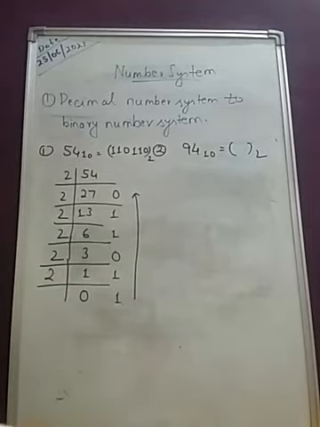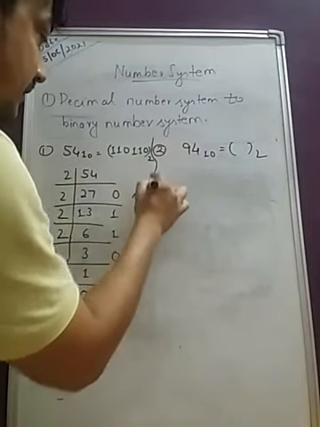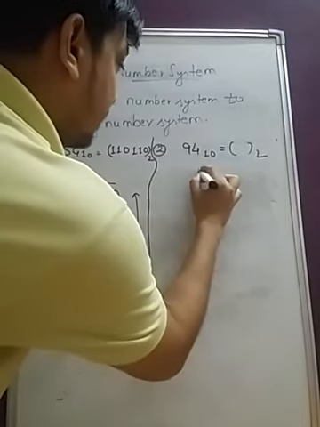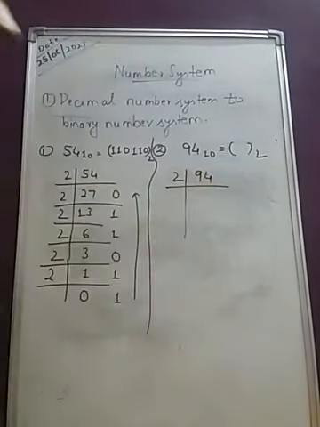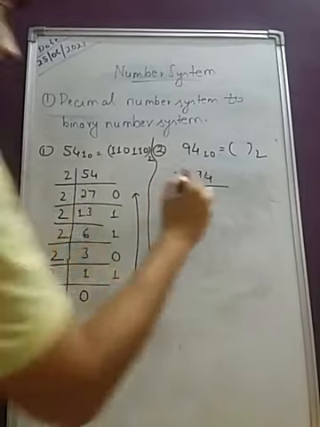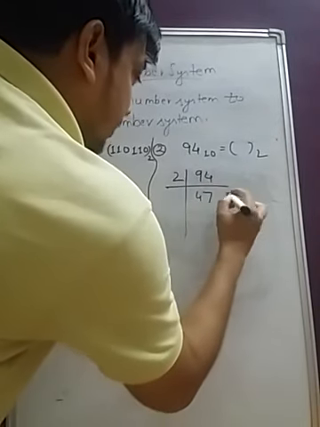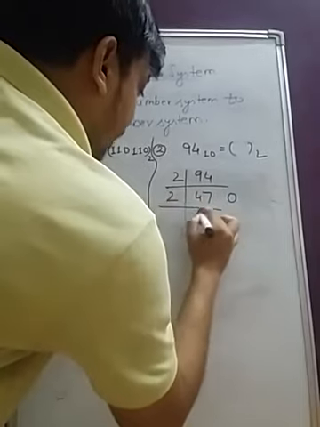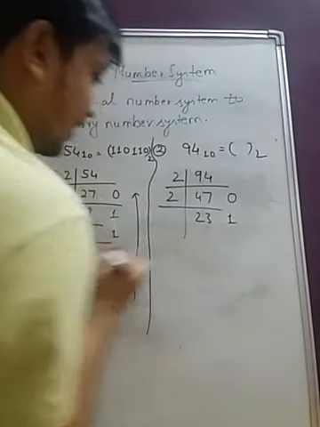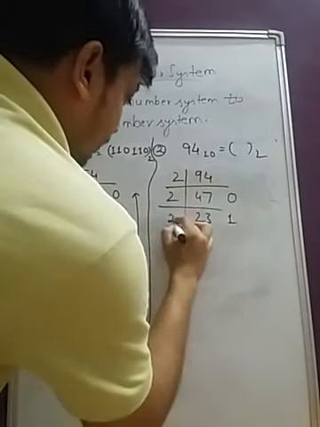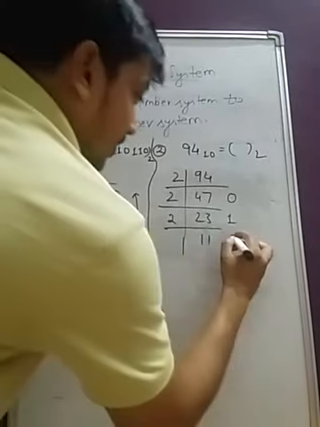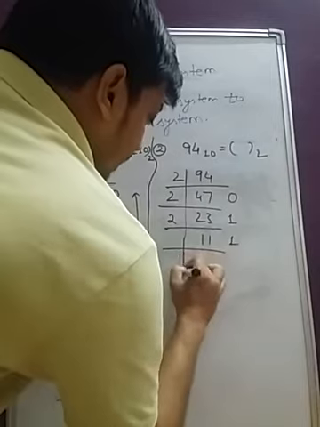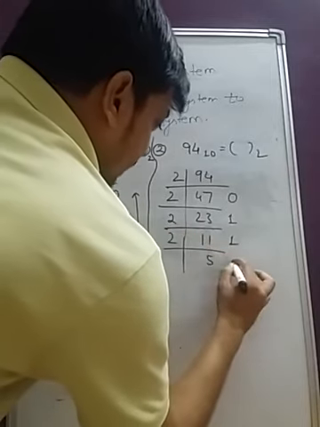Okay, on the board you can see the next question. This next question is 94. Again you have to divide it by 2 using the repeated division method, and there will be 47 as the quotient, 0 will be the remainder. Next step, 23, 1 will be the remainder. In the next step, dividing by 2 again, 11 will be the quotient, 1 will be the remainder. Next, 5, and 1 will be the remainder.